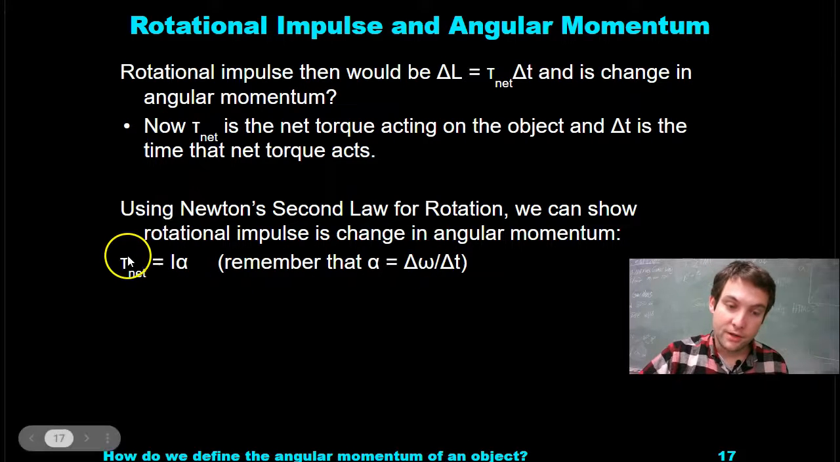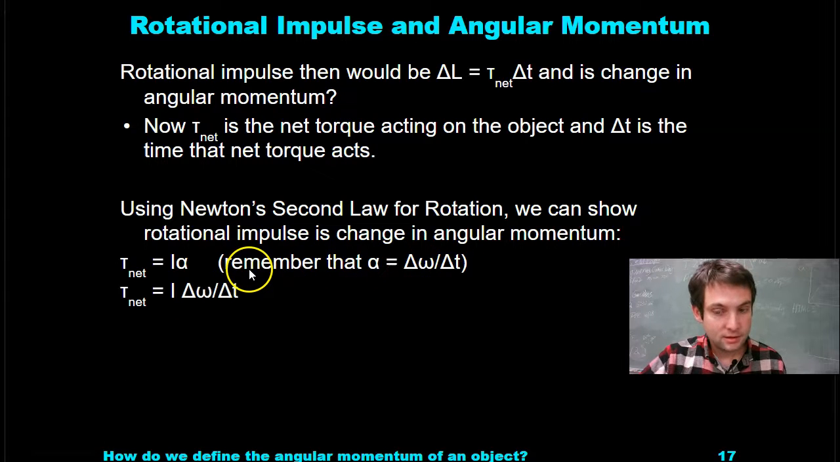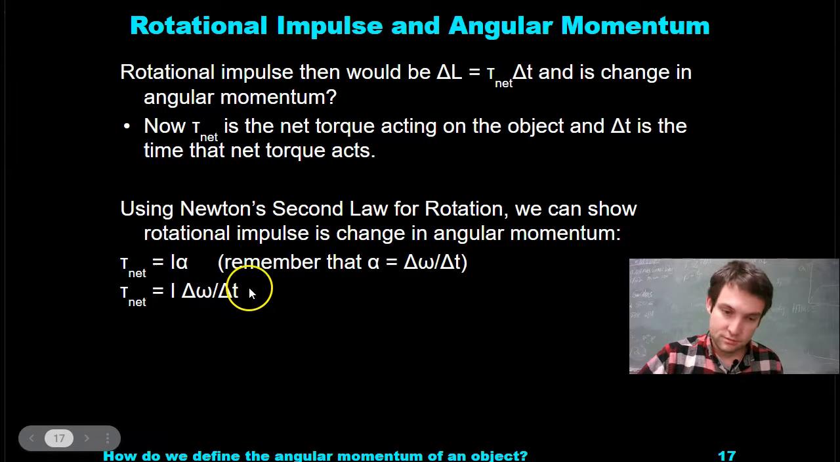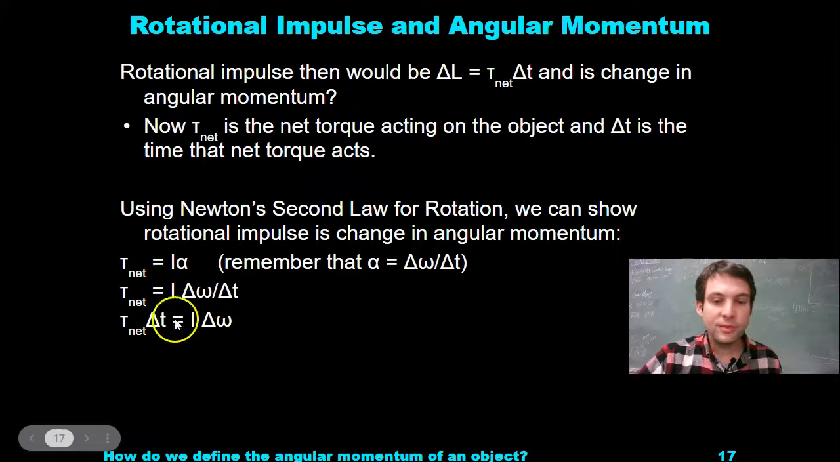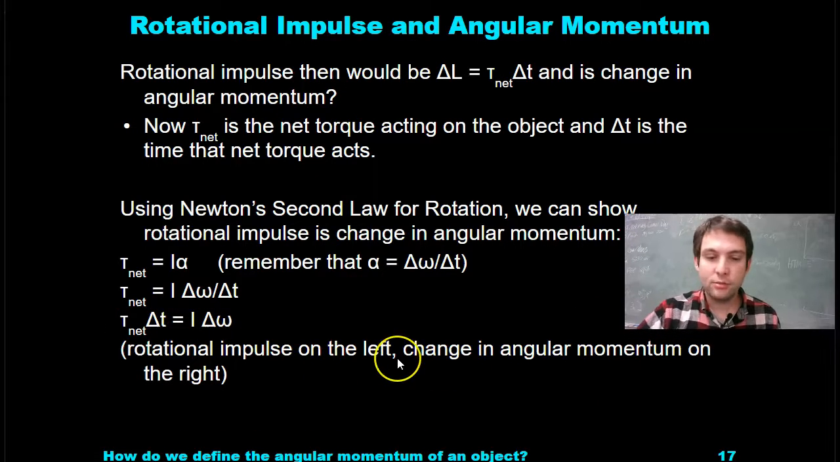Remember, we have torque equals I times alpha, and alpha equals the change in omega over the change in time. So we get I times delta omega over delta t. Multiply delta t on each side, and we get I times delta omega. Rotational impulse on the left, change in angular momentum on the right.